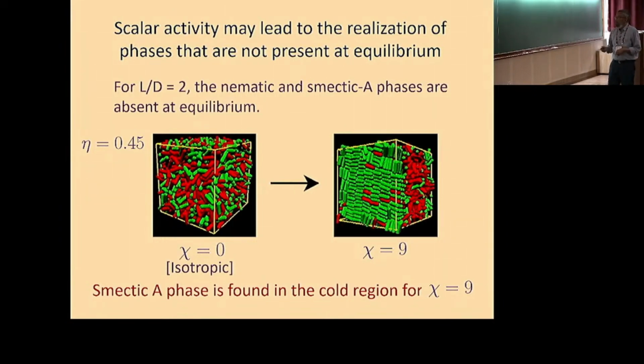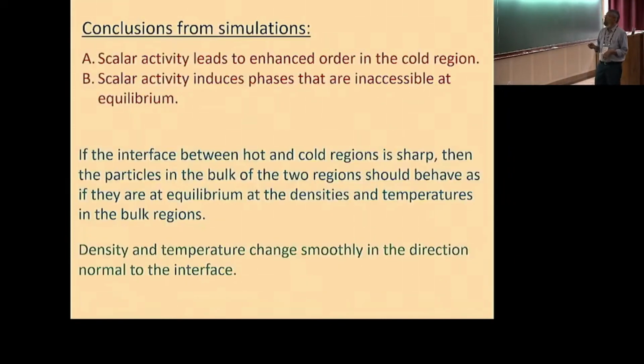So if I now take this L by D equals 2 system and put half the particles at one temperature, half the particles at the other temperature, then if the temperature difference is sufficiently large, which is this chi equals 9, then one actually sees a smectic A phase, which was not present in the original equilibrium system. So these are the conclusions that we get from the numerical work.